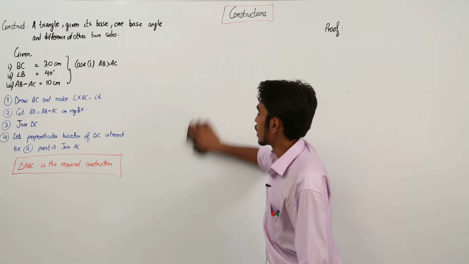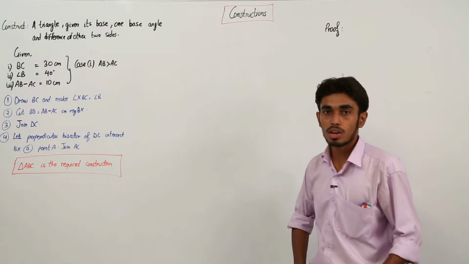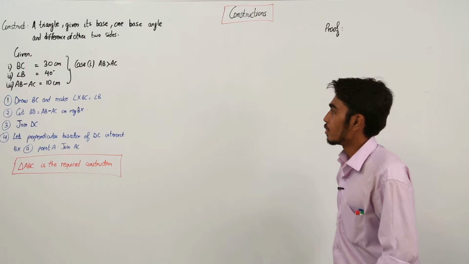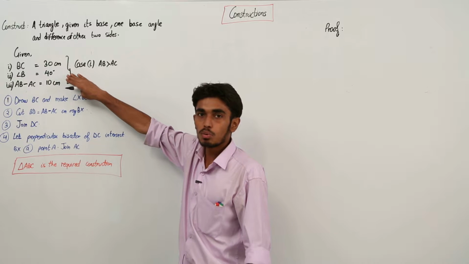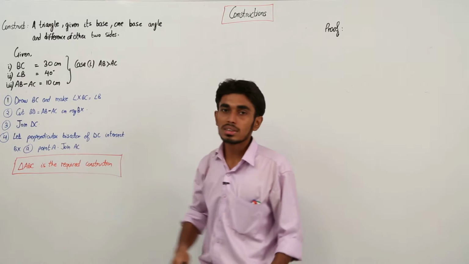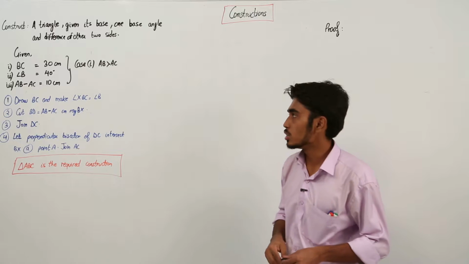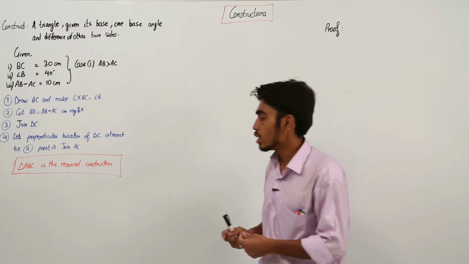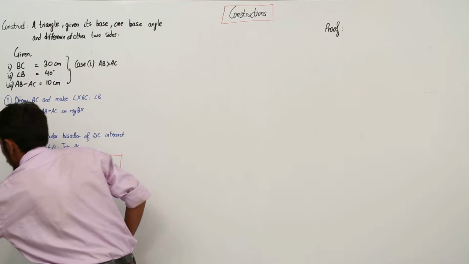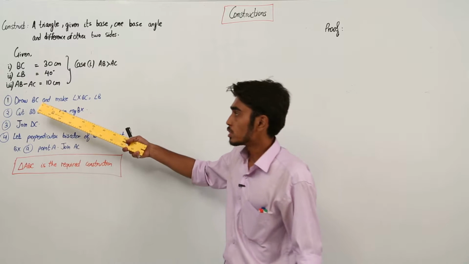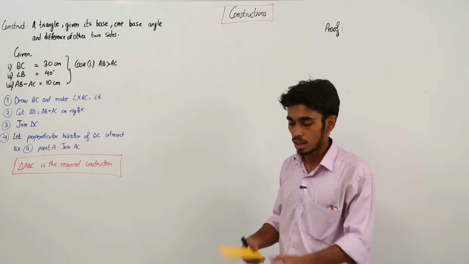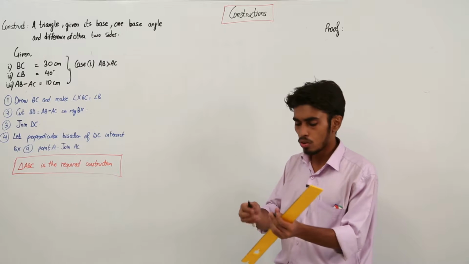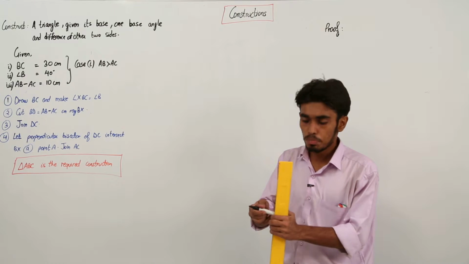So we have taken some data so that it is easier for us to draw the triangle, right? So I can see that BC is equal to 30 centimeter, angle B is equal to 40 degree, AB minus AC, that is the difference of the other two sides, is equal to 10 centimeter, right? So let us start with the construction. I know that the first step says draw BC and make angle XBC equal to angle B, right? This is almost similar to the previous construction.